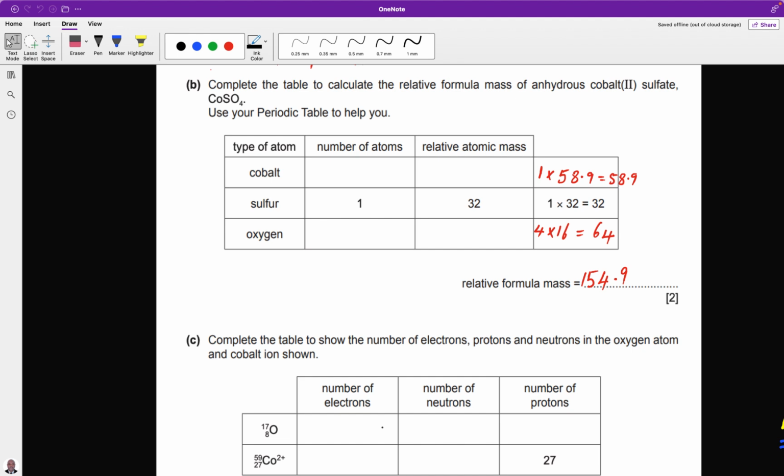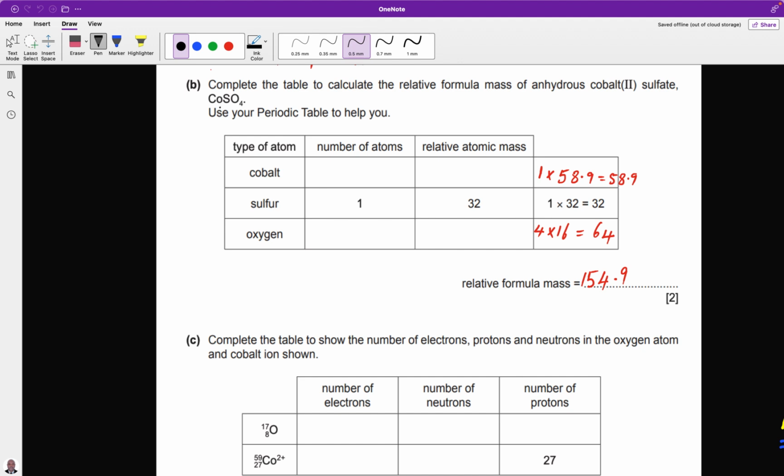Complete the table to calculate the relative formula mass of anhydrous cobalt(II) sulfate, CoSO4. Use your periodic table to help you solve this problem. Now, if you look, cobalt is a transition metal, a d-block element. You are going to find cobalt. So now this is cobalt there.